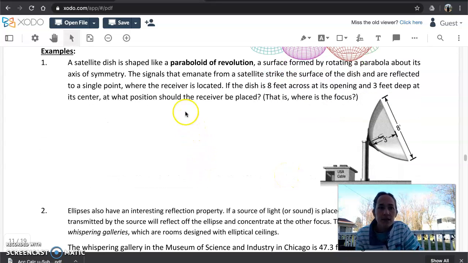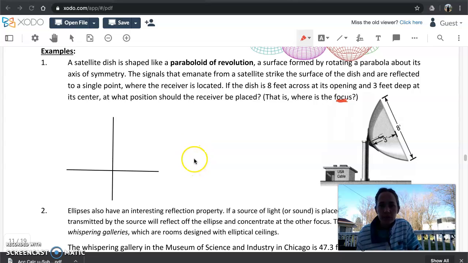It is talking about a satellite. It says a satellite dish is shaped like a paraboloid of revolution, a surface formed by rotating a parabola about its axis of symmetry. Lots of times when you talk paraboloids, if it's a flashlight or if it's signals from a satellite, the focus becomes really important. The focus is what these rays are going to bounce off of. And it says they strike the surface of the dish and they're reflected to a single point where the receiver is located. That must be the focus. I got to think about that. If the dish is 8 feet across total at its opening and 3 feet deep at its center, at what position should the receiver be placed? They're asking you, what is that focal point?